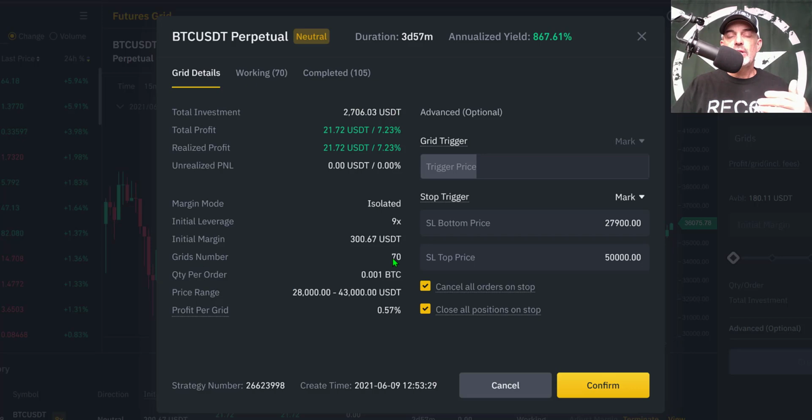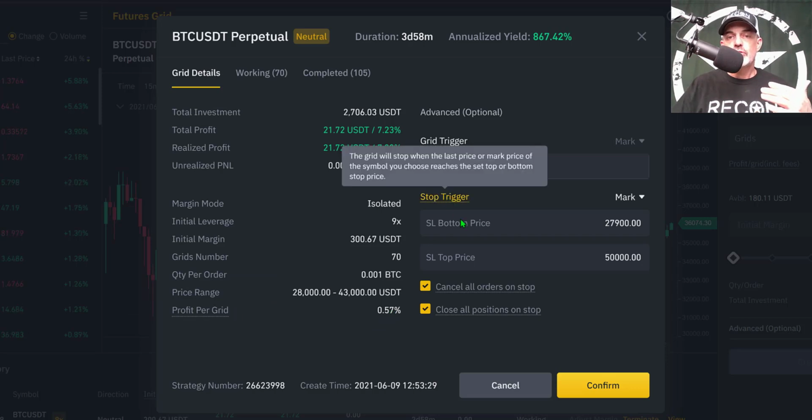The number of grids I deployed the bot with is 70. The quantity per order is 0.001 BTC. So each time it hits one of the grids, it's either buying or selling 0.001 BTC. And then my upper and lower limit of the grid is 28,000 and 43,000. And so with that price range, along with 70 grids, my profit per grid, that includes fees, is 0.57%.